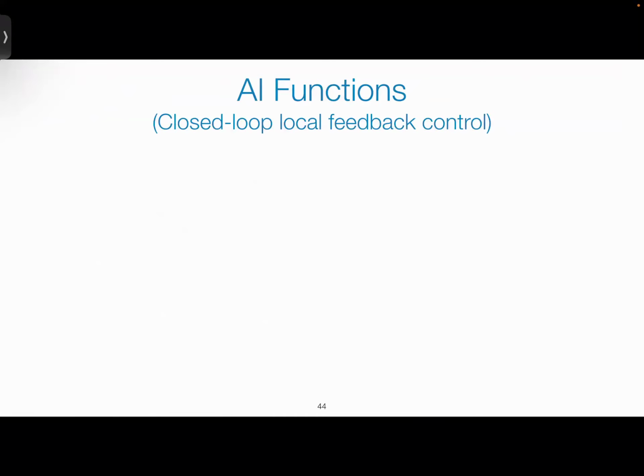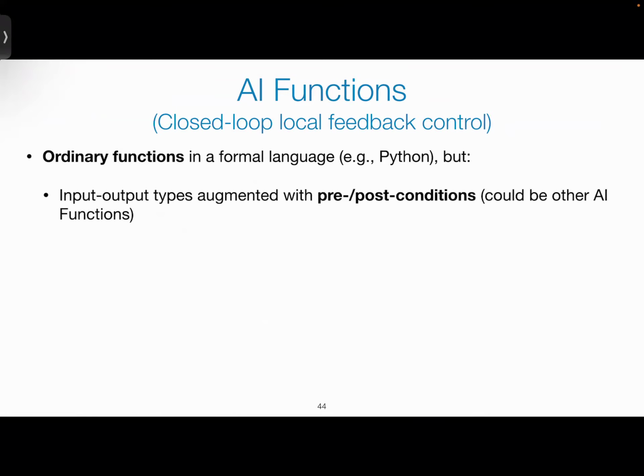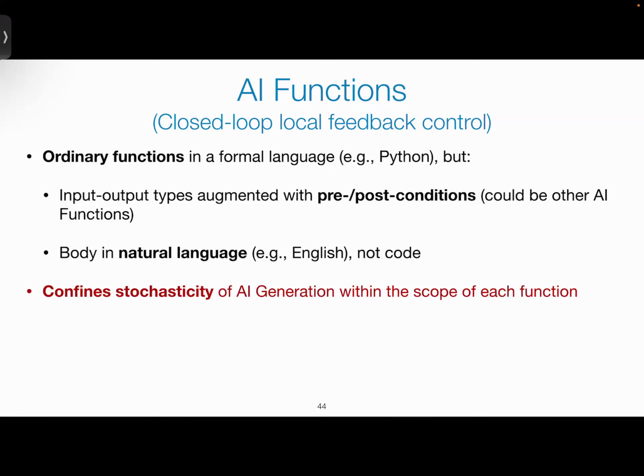So what are AI functions? AI functions are ordinary functions in a language. Pick your language, Rust, Python, whatever. And so you modify the language slightly where functions don't just have types, input and output types. They have pre and post conditions. Okay, and the conditions specify what the model must do in order for you to be sure that it has accomplished that function. Now, the body of that function is written in natural language. You tell the model what code to generate, and that does a couple of things.